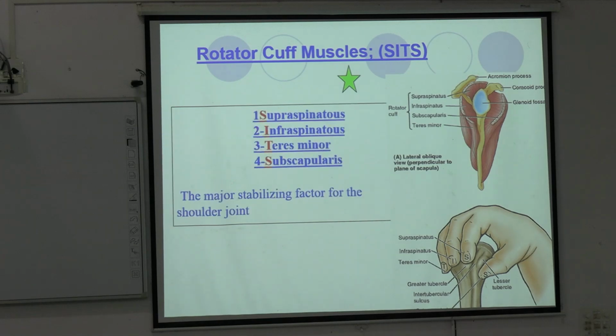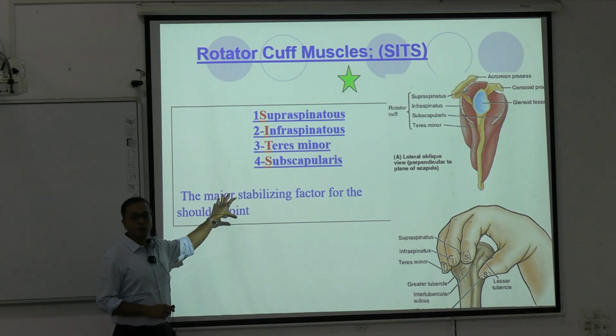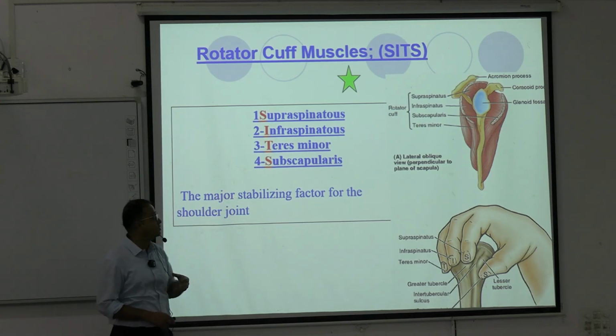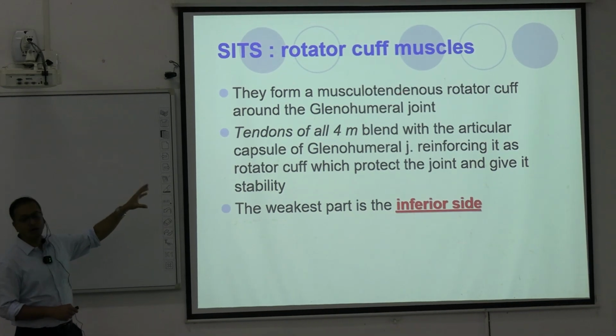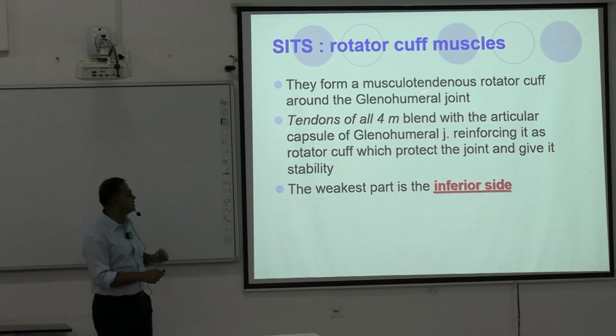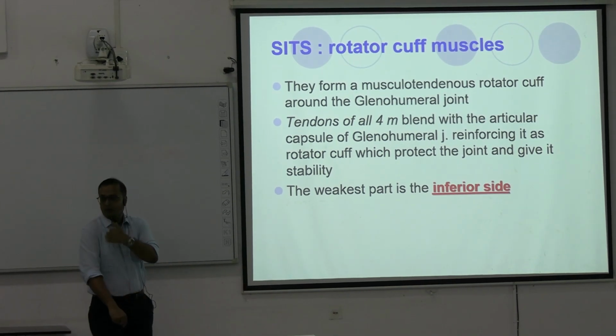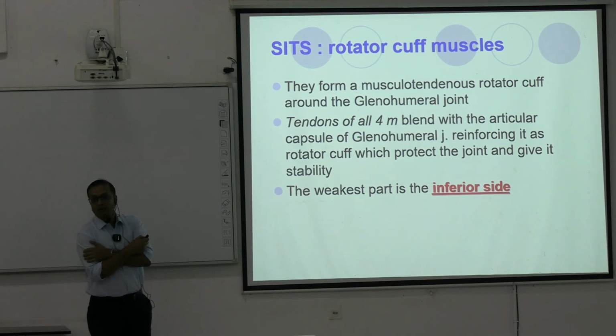So all the muscles which are known as SITS, that means supraspinatus, infraspinatus, teres minor and subscapularis, they are stabilizing this particular shoulder joint, or these are stabilizing factors of the shoulder joint. How? They are making a musculotendinous rotator cuff. That means এটা sleeve করছে shoulder joint টাকে পুরোপুরি. They are ensleeving the shoulder joint anteriorly, posteriorly and as well as superiorly, making a sleeve around the shoulder joint, and this sleeve we call as rotator cuff. They are made by the tendons of these muscles.